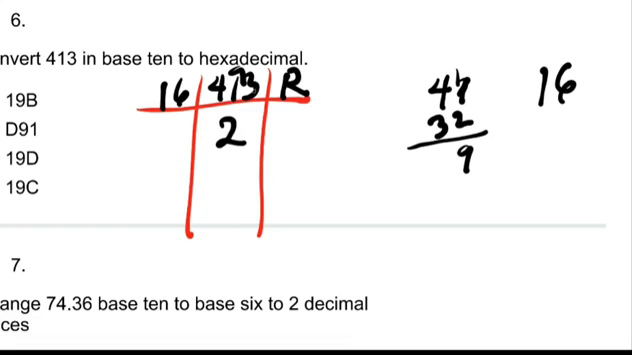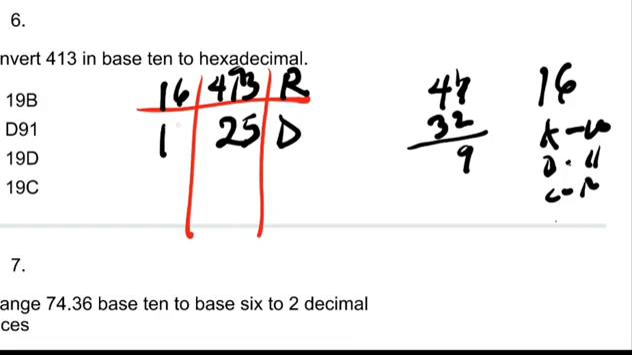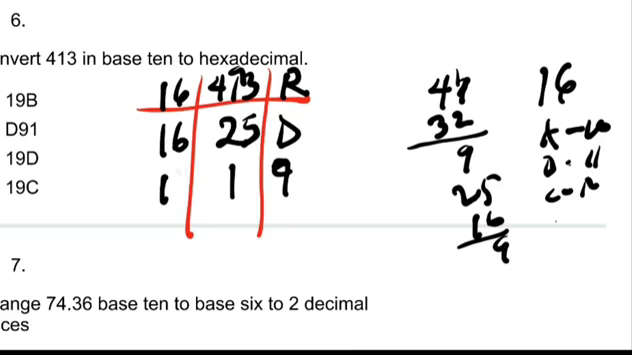So that is 5. 5 will be here. So that will be 13, and 13 is D. A is 10, B is 11, C is 12, and D is 13. Then we have 16 here. 16 here is 1. So 25 minus 16, this is 9. That is 9 remainder. 1 remainder. 16 here, 0 remainder, 1. So that is 19D, which is this one.